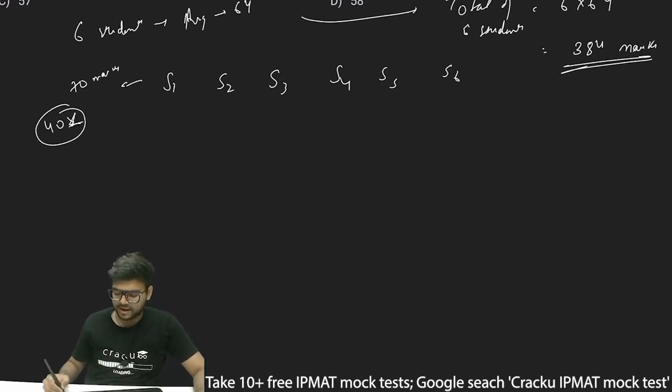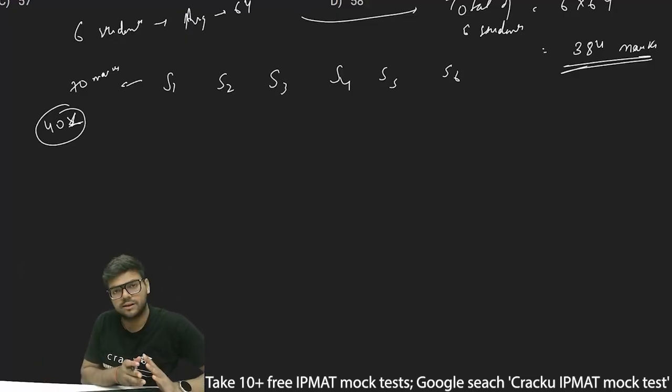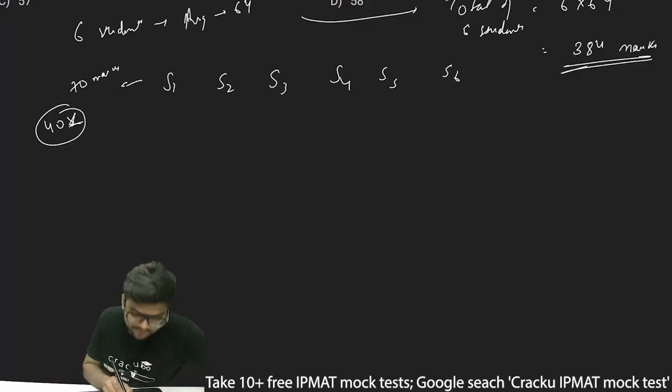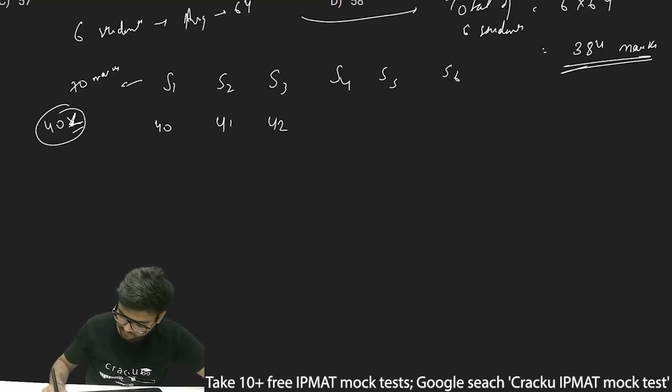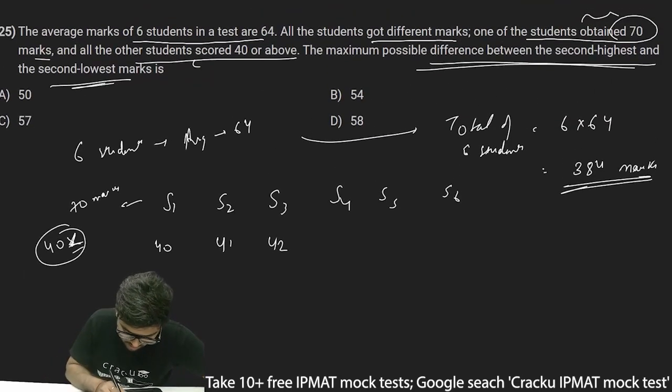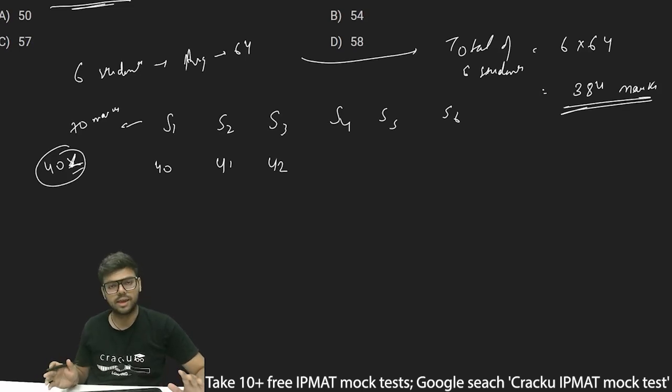If I want the difference between the second highest and the second lowest to be maximum, I can take the marks of the first three students as 40, 41 and 42, because all of them are scoring greater than or equal to 40 marks. All of them are scoring 40 or above. Since I want to maximize the result, I'll take the second lowest number to be the minimum possible.